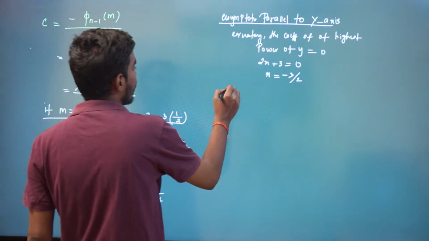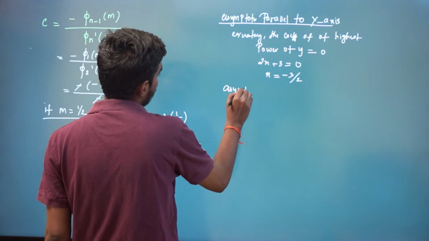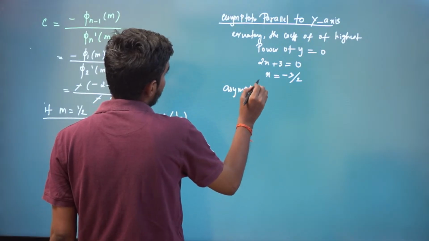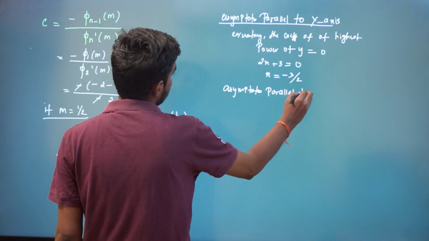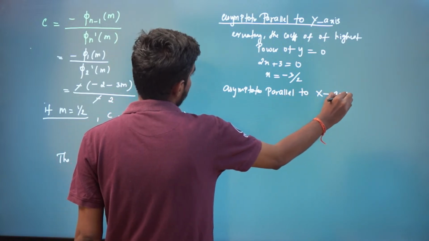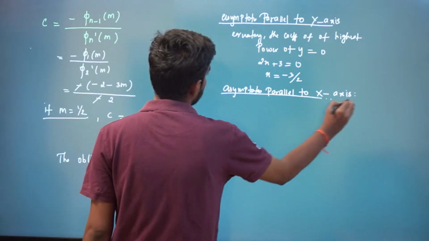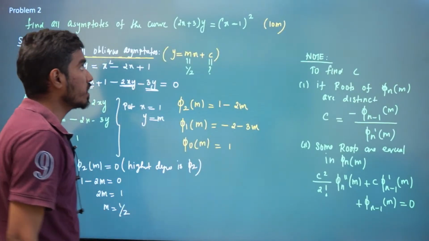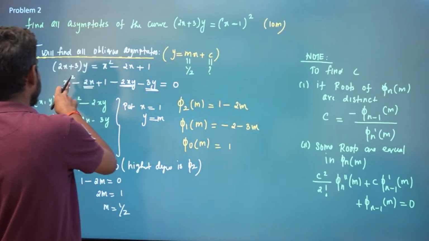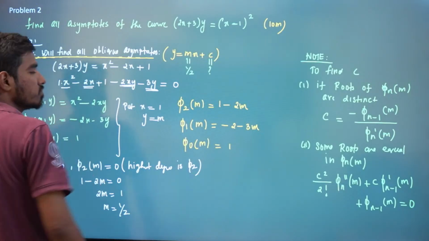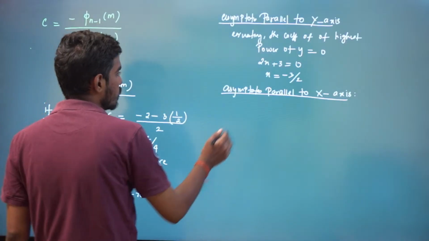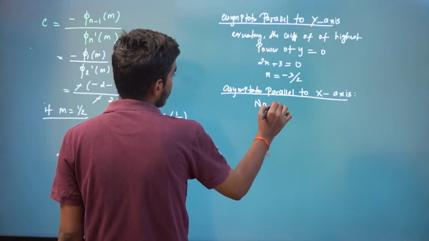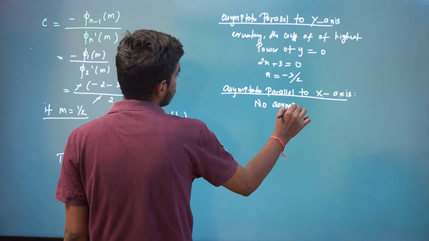And for asymptote parallel to x-axis, there is no asymptote parallel to x-axis, right? Because you have to equate the highest power coefficient of x to 0. So here the highest power of x is 2, right? For that the coefficient is only 1. So we have to equate that to 0. 1 is equal to 0 is not possible. So no asymptotes parallel to x-axis.